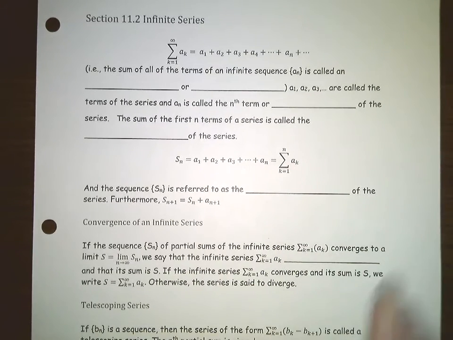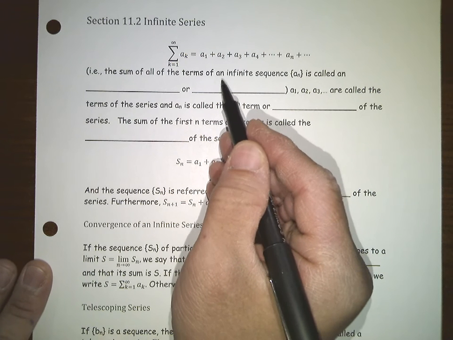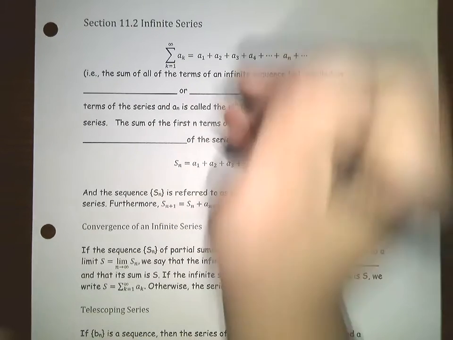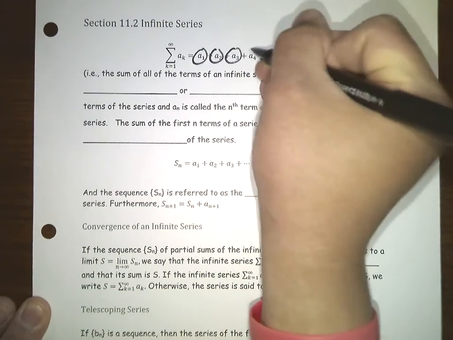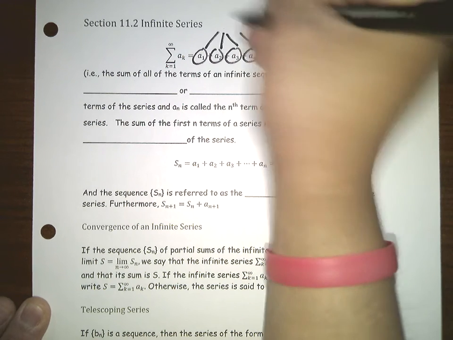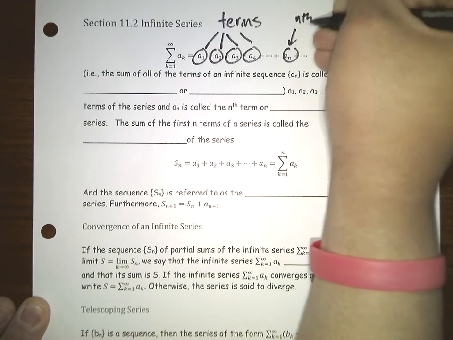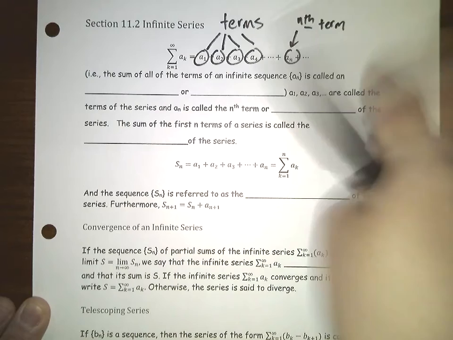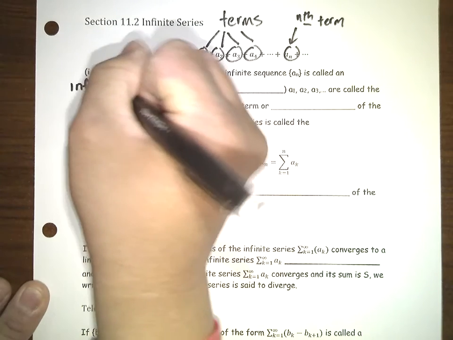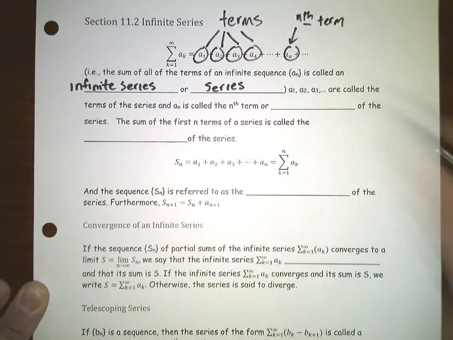So infinite series. This is just the sum of all of the terms of an infinite sequence. And so these are the terms A1, A2, A3, A4, AN. So these are the terms, and this happens to be the nth term here, and then you keep on adding and adding and adding. And so we call this an infinite series or just a series.